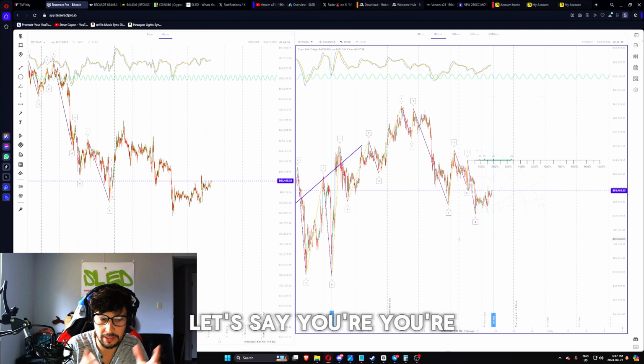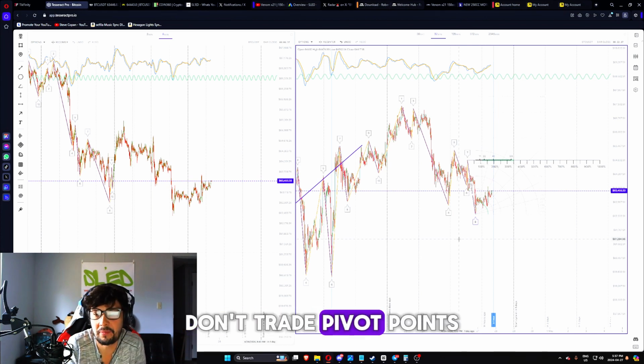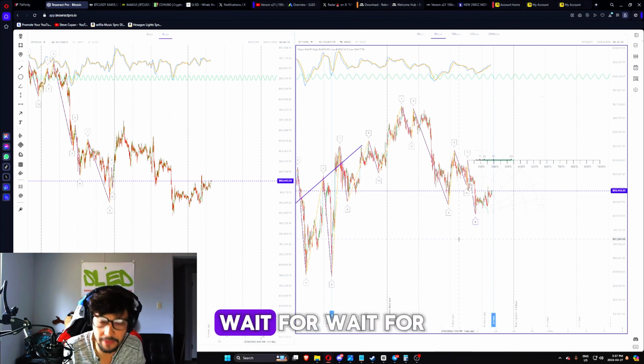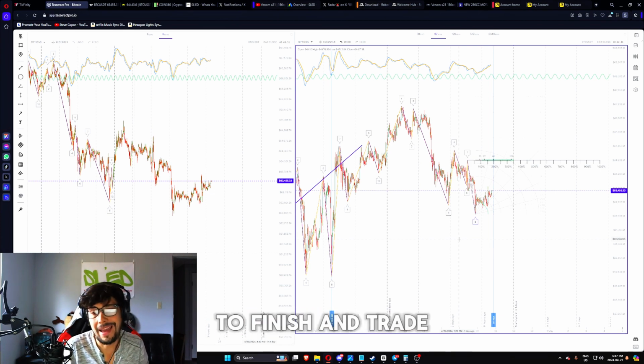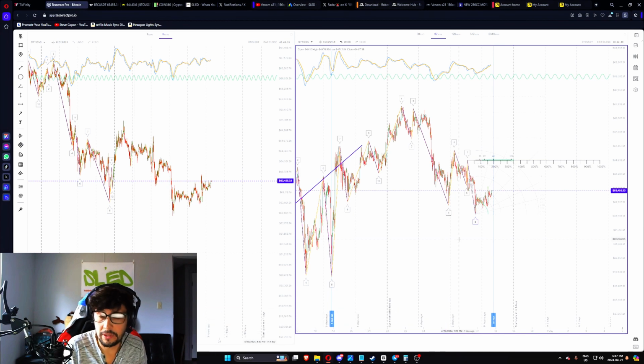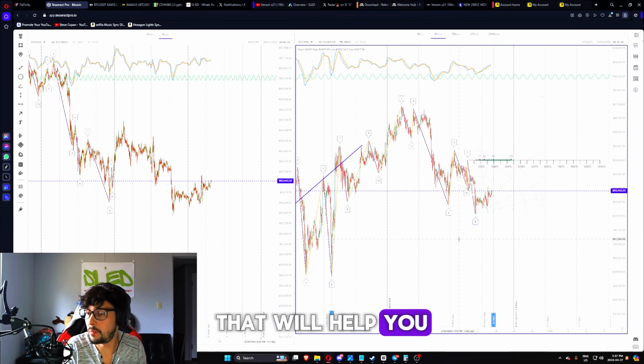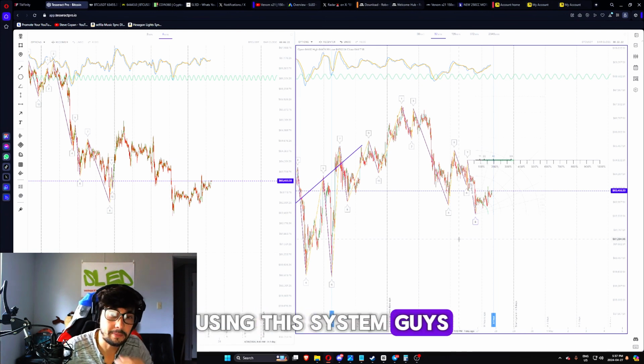Let's say you're in a downtrend right now. Don't trade pivot points up. You're in a downtrend, so wait for an up move to finish and trade the down moves, and vice versa when it's an uptrend. So that's another set of rules that will help you be more profitable using this system, guys.